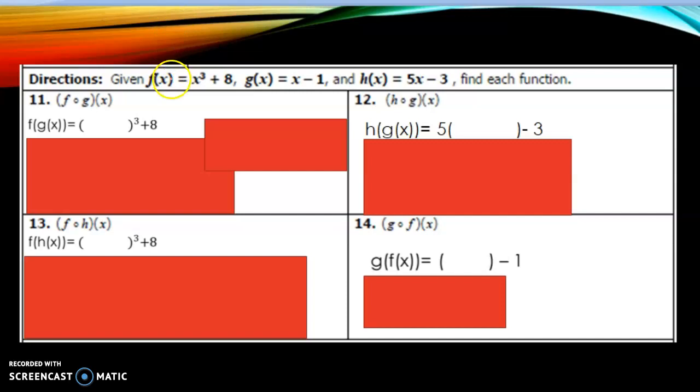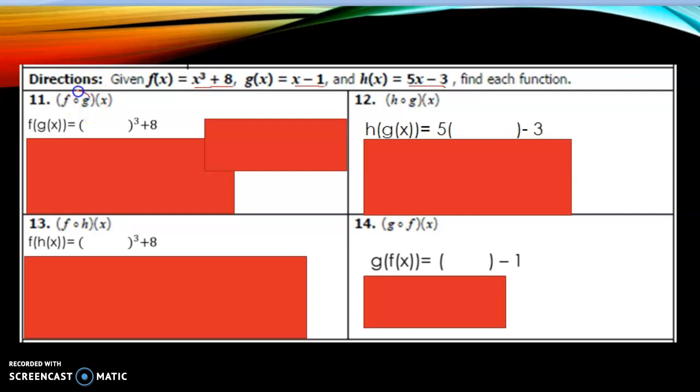Again, we've got two functions. Here's f at the top, x cubed plus 8, and here's g, x minus 1. We actually have a third because we are going to use some variables so we can see the difference. H is also 5x minus 3. Find each function. So number 11, f of g of x.